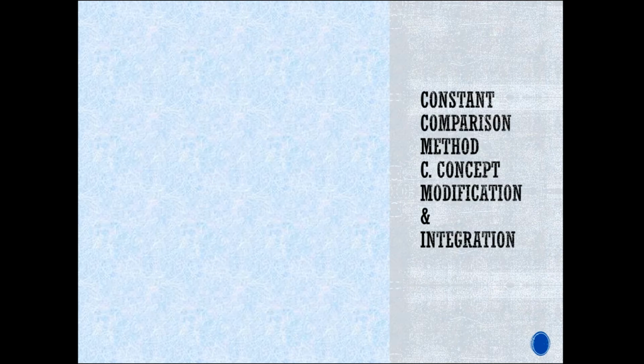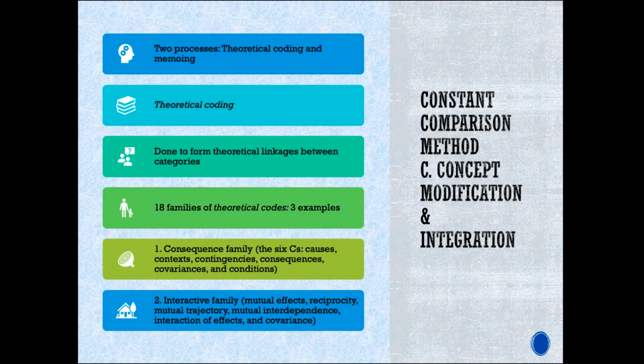Then we go to the last one, which is concept modification and integration. And we have two processes, theoretical coding and memoing. Theoretical coding is done to form a theoretical linkage between categories, and based on Bradley, there are 18 families of theoretical codes. We have three examples. The first one, consequence family. It has six Cs: causes, context, contingencies, consequences, covariances, and conditions.